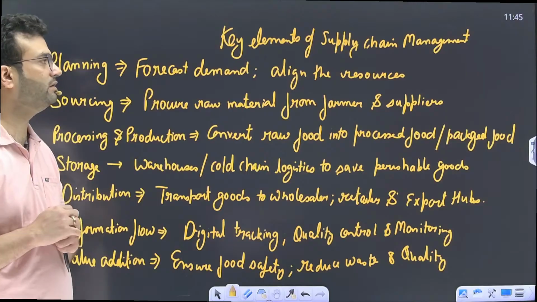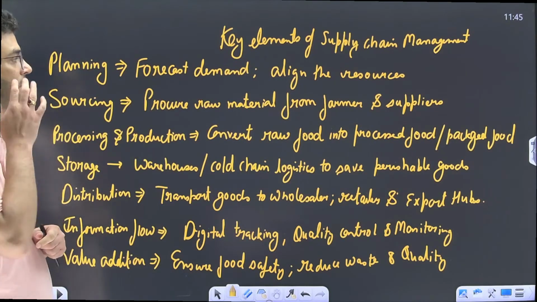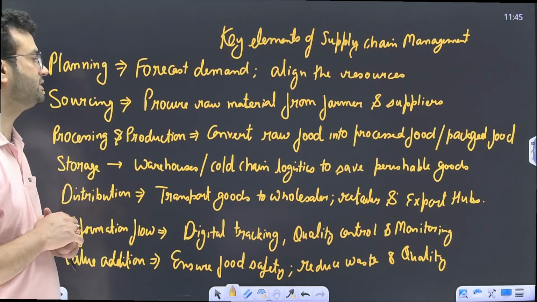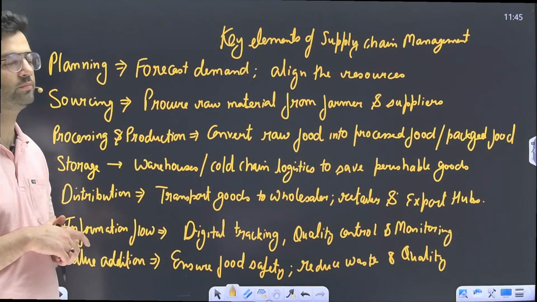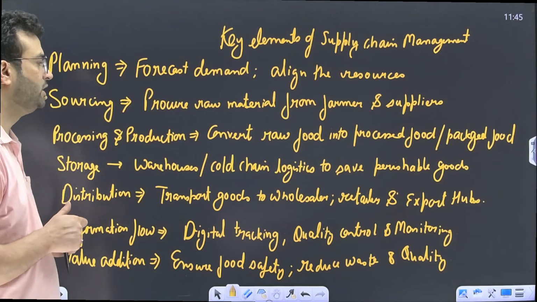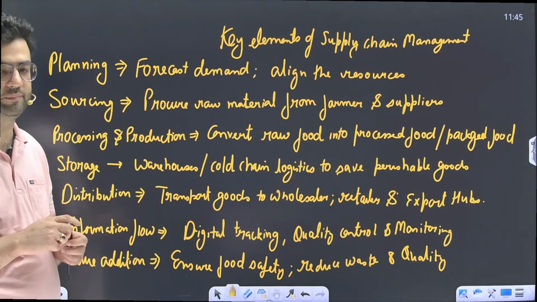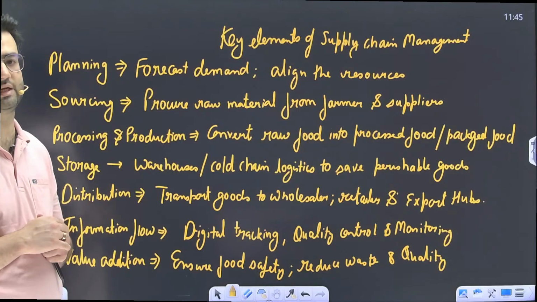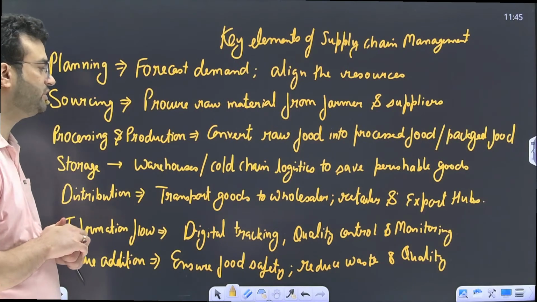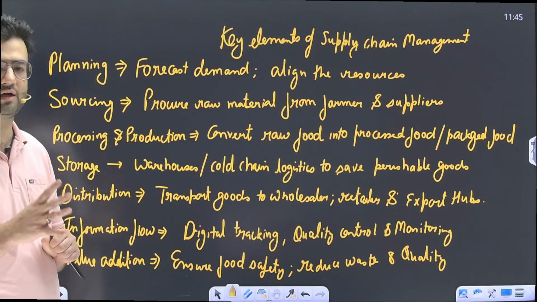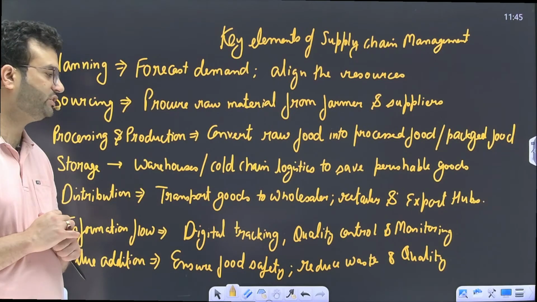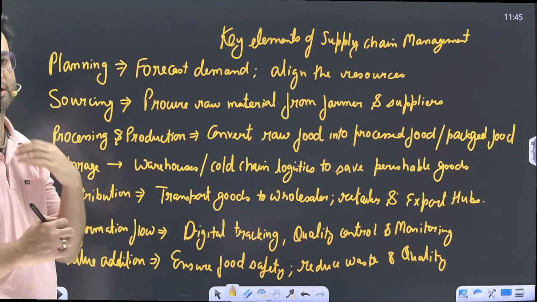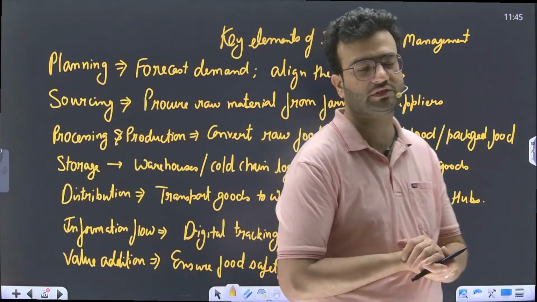First, we start with planning, that is forecasting the demand and aligning the resources. Sourcing, that is procuring raw material from farmers and suppliers. Then processing and production, converting raw food into processed or packed food. Storage, warehouses, cold chain logistics to save perishable goods. Distribution, we need to transport goods to wholesalers, retailers, and export hubs. Then information flow, that is digital tracking, quality control, and monitoring. And value addition, that is ensuring food safety, reducing waste, and maintaining quality. These are all the key elements of supply chain management.